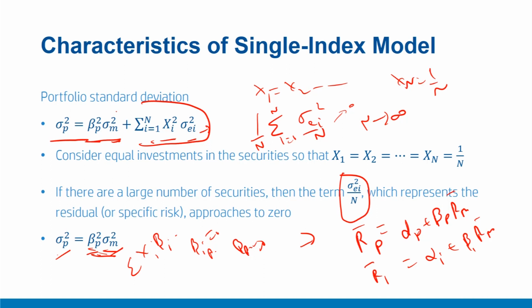We also saw that the risk of a portfolio, the standard deviation, has two components. If the portfolio is well diversified, the idiosyncratic component becomes zero, and the only component of risk that matters is the non-diversifiable risk, which depends on the market risk and the sensitivity of individual securities that contribute to beta p, or the sensitivity of the portfolio to the market risk.